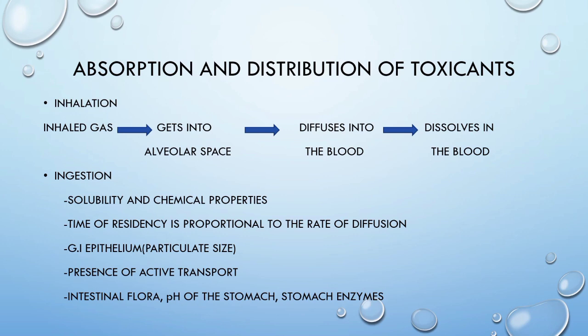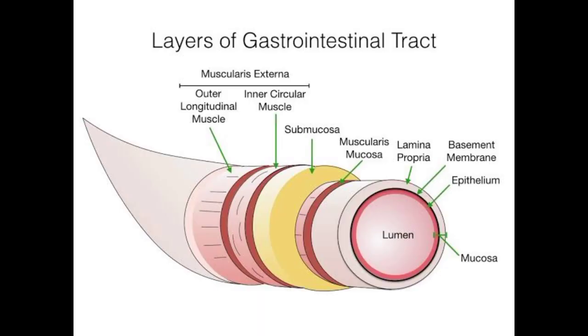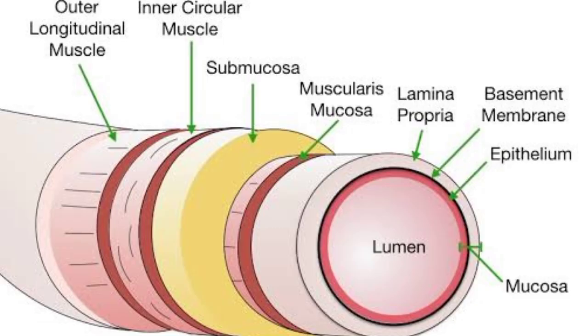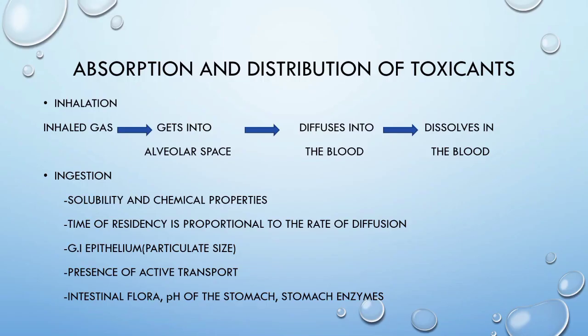Now, organic acids and organic bases are readily absorbed in the GI tract by simple diffusion when they are lipid soluble. In the GI epithelium, the particle size is more important than their lipid solubility. In the GI epithelium, the particulate size is inversely proportional to the rate of diffusion. So which means the smaller the size, the higher the diffusion, and the bigger the size, the lower the diffusion rate.